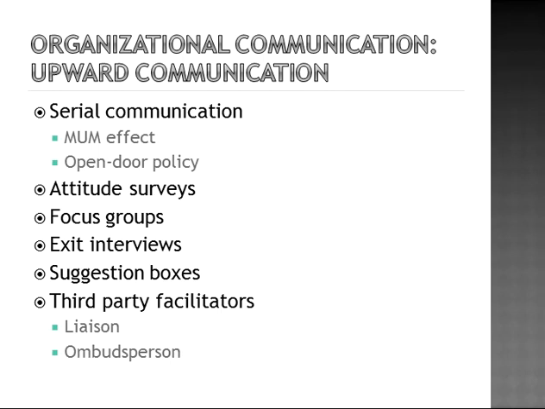And then we have third-party facilitators. We have a liaison, a person who acts as an intermediary between employees and management, or a type of employee who both sends and receives most grapevine information. And we'll talk about the grapevine a little bit later. And then we have the ombudsperson, a person who investigates employees' complaints and solves problems.